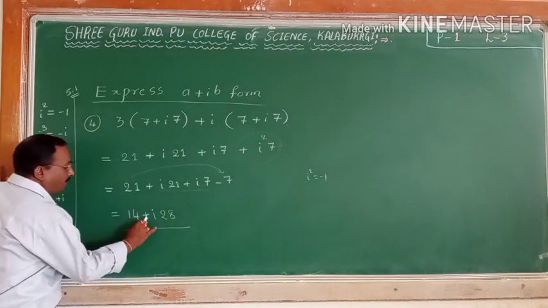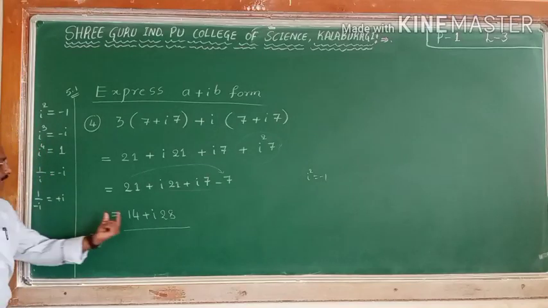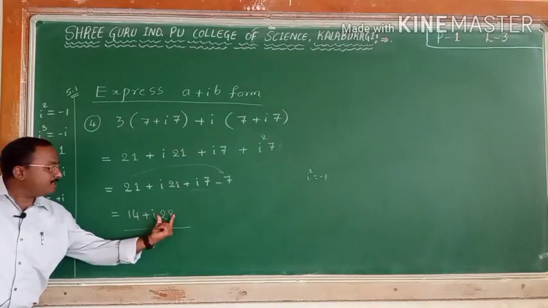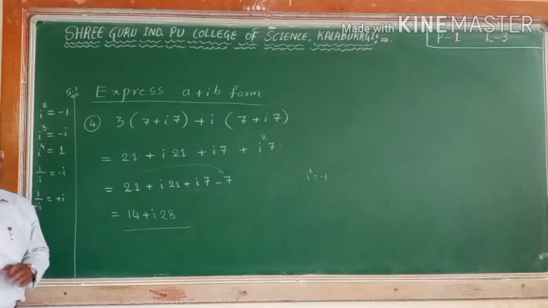Yes, in a plus ib form, here the real part is what? 14. Imaginary part is what? 28. Clear?